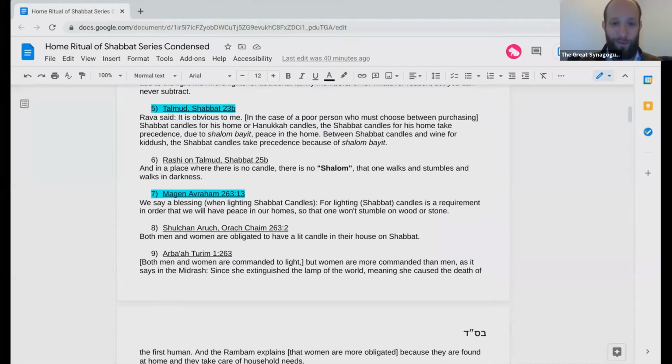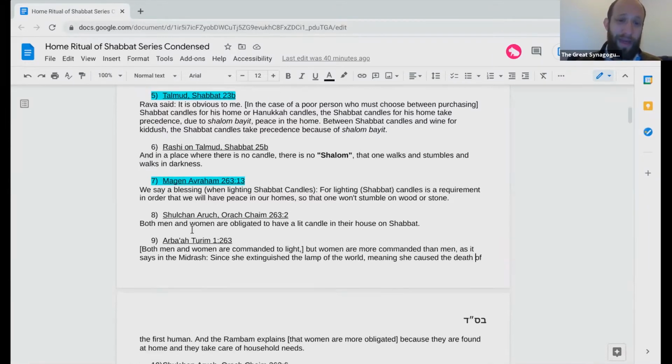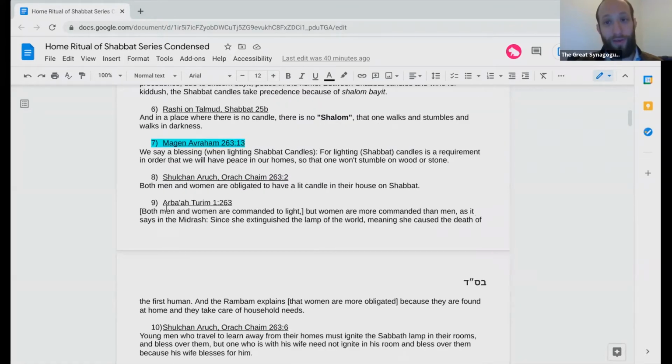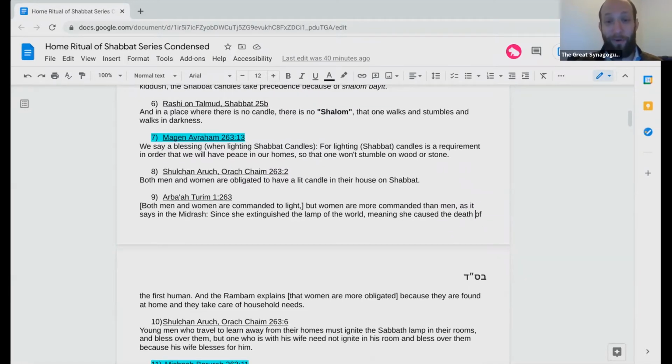So that's the next source, or we'll skip one source and look at another: Magen Avraham, source 7. We say a blessing when lighting Shabbat candles, for lighting Shabbat candles is a requirement in order that we have peace in our home, so that one won't stumble on wood or stone. So it's about actually lighting up the home so that it'll be safe, a comfortable, good space to be in.